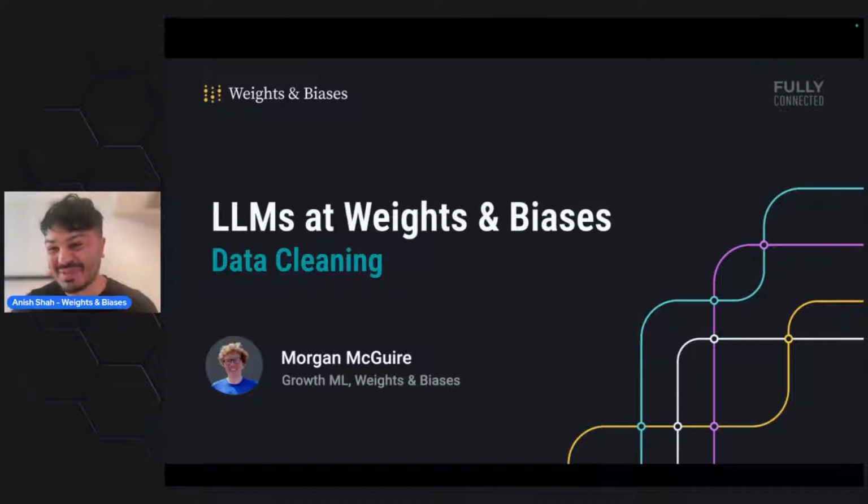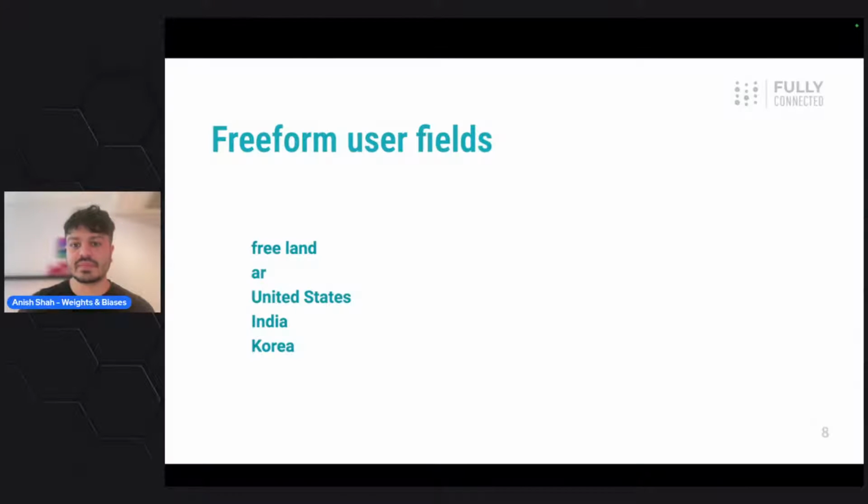So I'm not Morgan McGuire, but I'd love to talk about his portion, which is how we internally at Weights and Biases answer some of these questions for different features that we built internally at Weights and Biases. So one important feature is data cleaning. LLMs are actually very good at being able to take very specific freeform user fields and actually decompose it into ways that we as humans can use it for tabular based data, for instance.